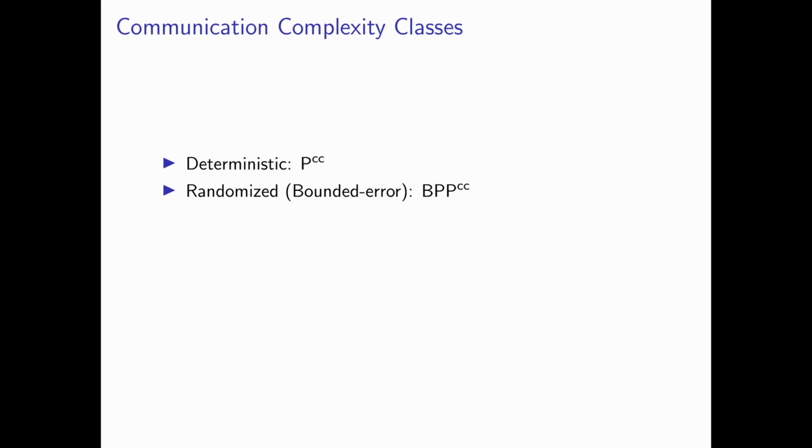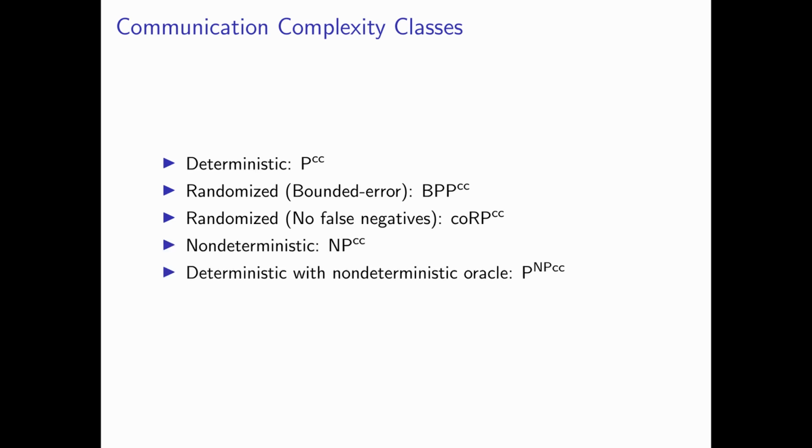The example we saw earlier shows that the equality problem is not in P, but is in BPP. In fact, because the protocol we gave never had false negatives, equality is in co-RP. Two other commonly studied classes are NP and P to the NP.